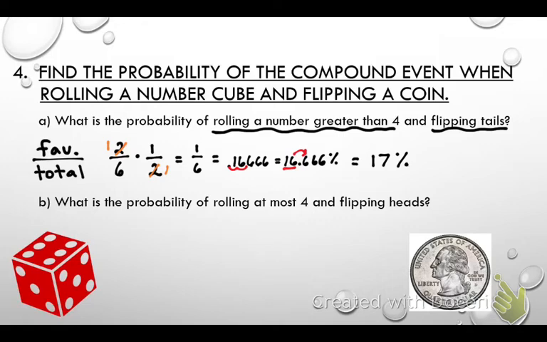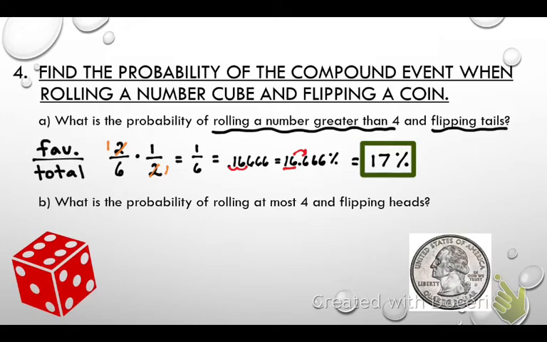Now, I did not ask you for the likelihood, but let's just imagine on your quiz coming up on Monday, I say, what's the likelihood of that happening? What would you say? Unlikely. It's probably not going to happen because it was less than 50%. It could happen, but it's probably not going to. It's unlikely.